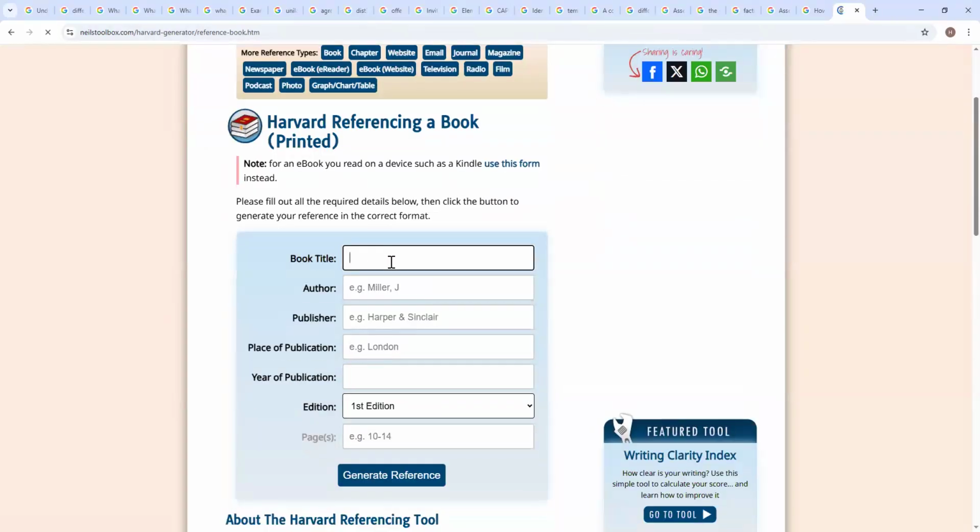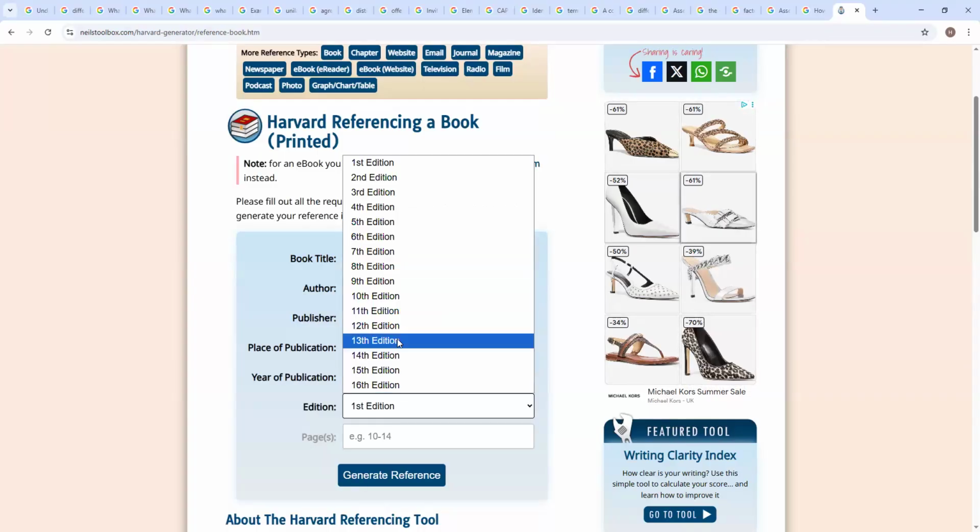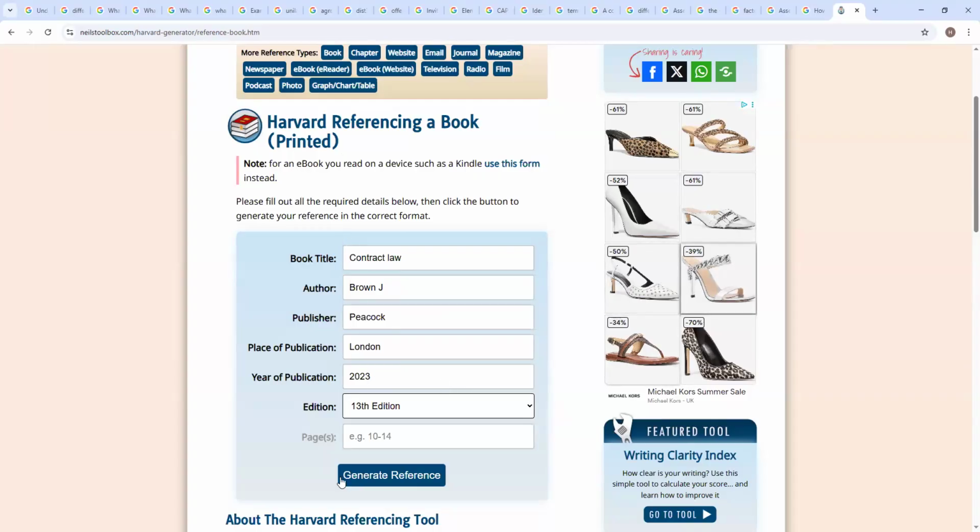So let's click on referencing a book. Let's put the book title there. Can you see that? So let's put contract law. We put the author, I'll just make one up, Brown, which is the surname, and J. The publisher, Peacock. And then the place of publish, London. Year of publication can be 2023. And it could be whatever edition it is, 1st, 2nd, 13th. Okay, so then you would put all that details in.